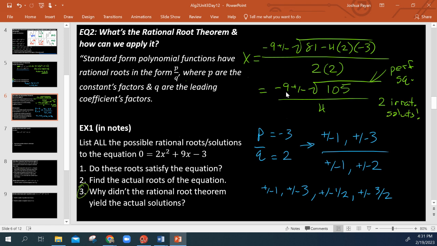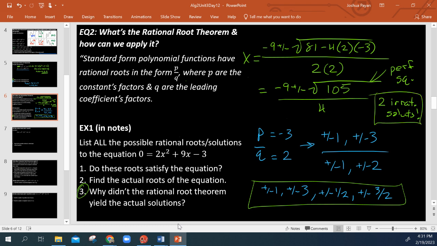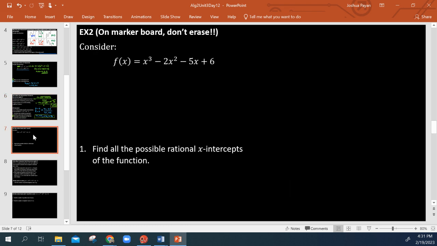Okay, so why did the rational root theorem not yield actual solutions, right? Because we already saw, according to the theorem, we're supposed to get these possible roots, right? Well, it didn't work out because we're going to get two irrational solutions. Okay, so let's do another example. Maybe this example will get us some better results.